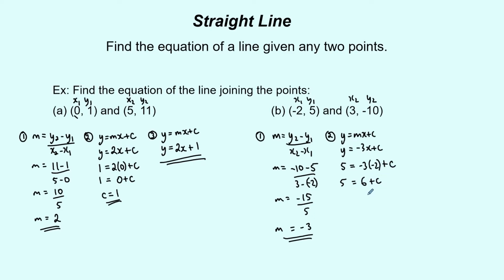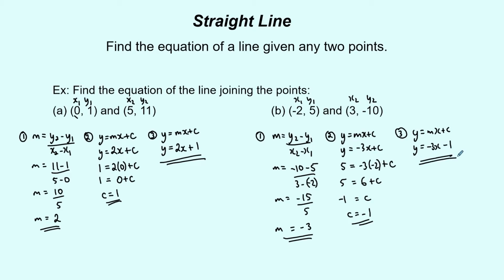This time's a little bit trickier, but not much. We just want to get c on its own, so we're going to take away 6 from both sides, and that tells us negative 1 equals c, or c equals negative 1. And to finish that off, we've got y equals mx plus c as our general form of the equation. So y equals negative 3x. Now don't write plus minus 1, just minus 1 as our final equation there.